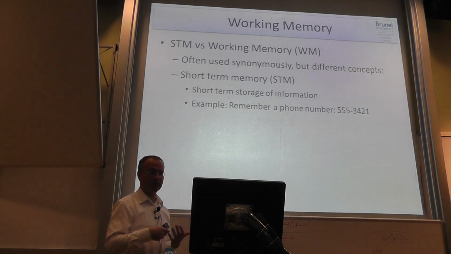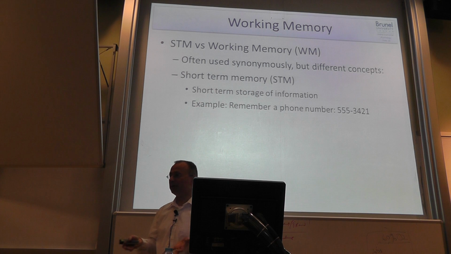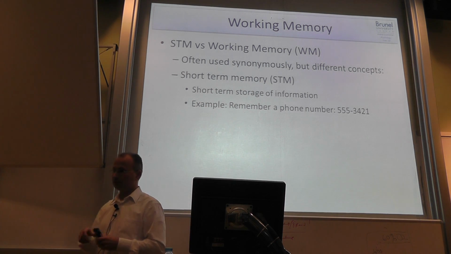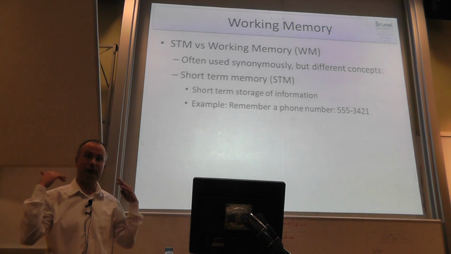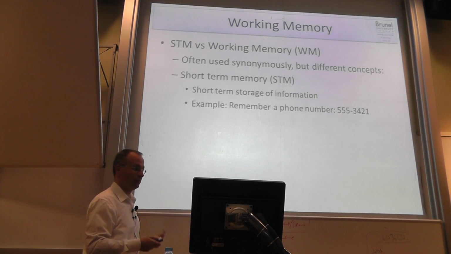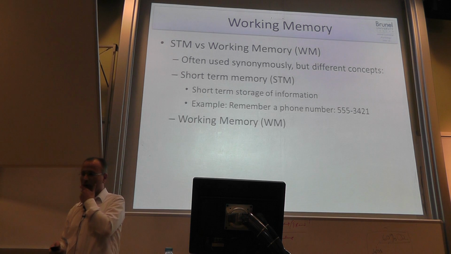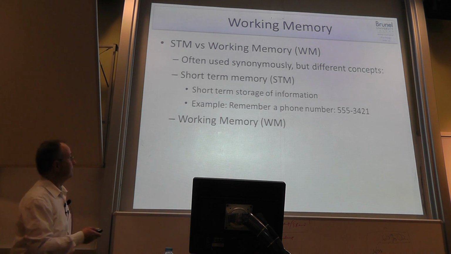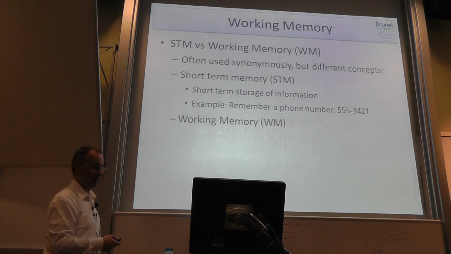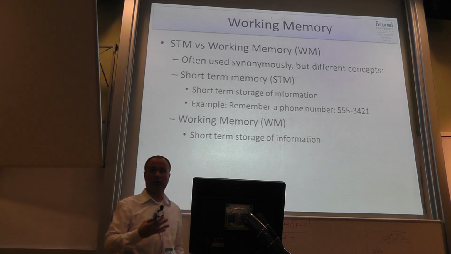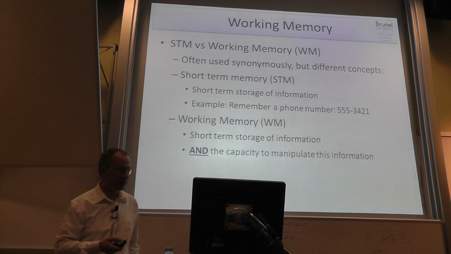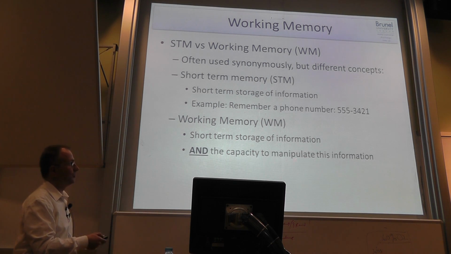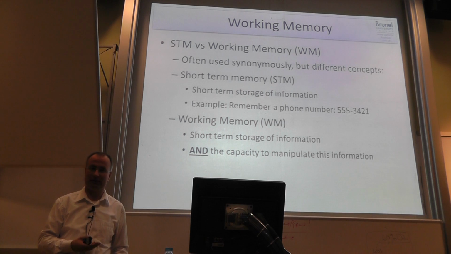An example is if I tell you a phone number for you to remember, and you are looking for a piece of paper until you can write it down. So you have to keep it active in your mind. This is short-term memory. Working memory, on the other hand, is short-term memory as well, the short-term storage of information. However, in addition, it is the capacity to manipulate this information.